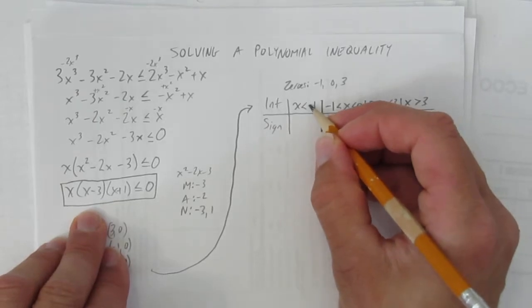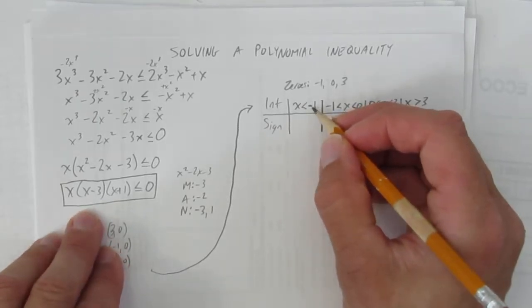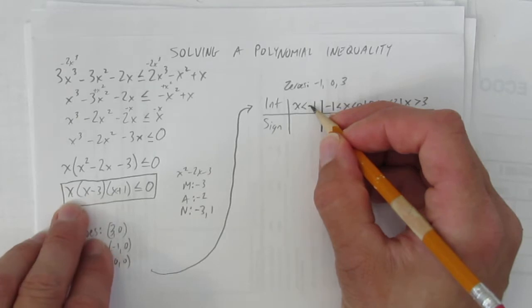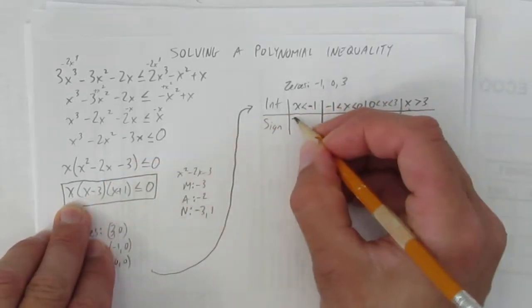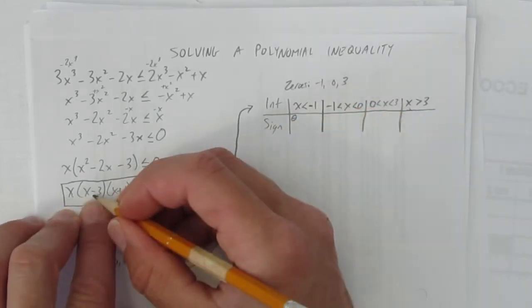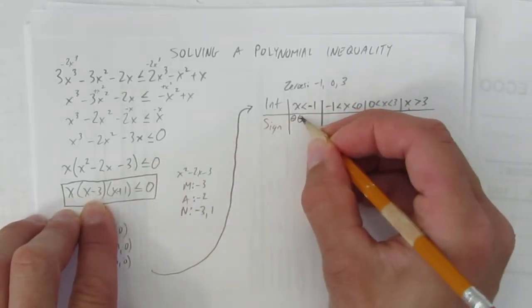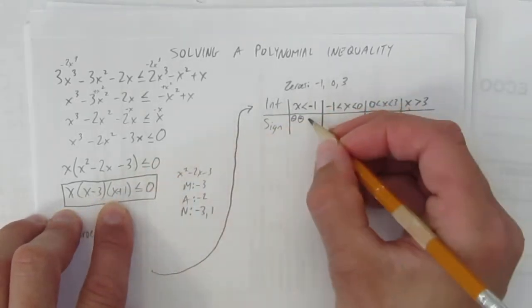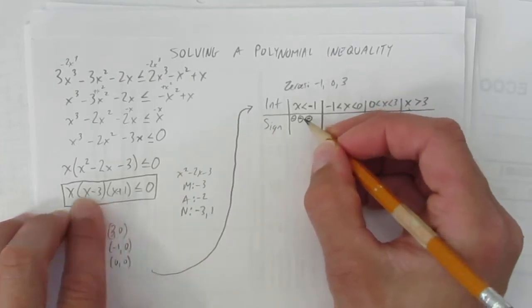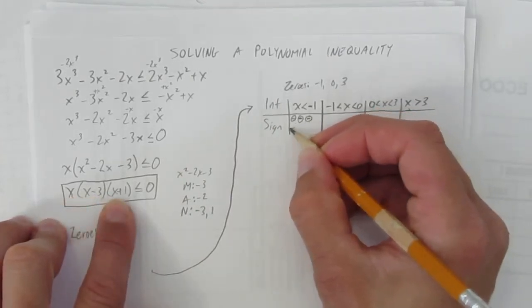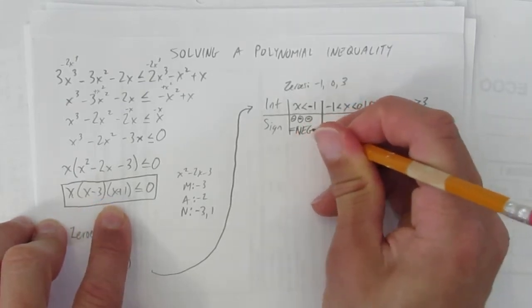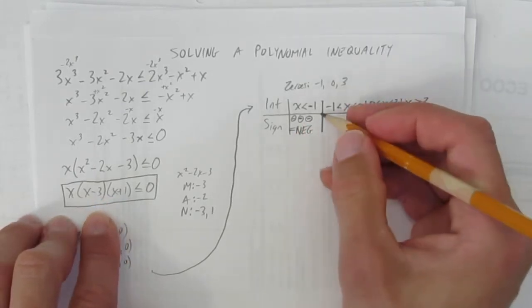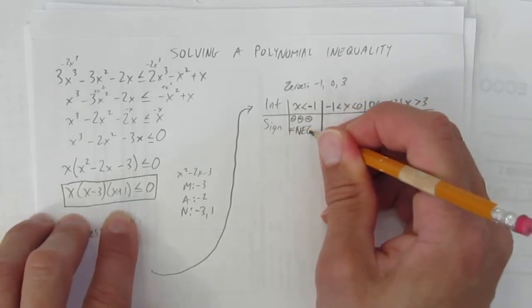I want to see what happens when x is less than negative 1. So pick something clearly less than negative 1, like negative 10. If you sub in negative 10 here, this would be a negative. And if you sub in negative 10 here, this would be a negative. And if you sub in negative 10 here, this would be a negative. So you'll get neg times neg times neg. What's negative times negative times negative? A negative. Two of them cancel out, one remains. So I know the sign here is negative.